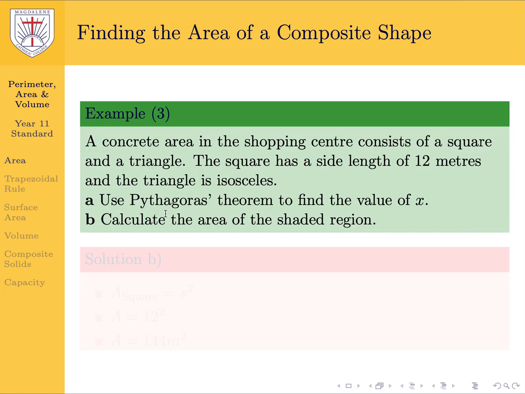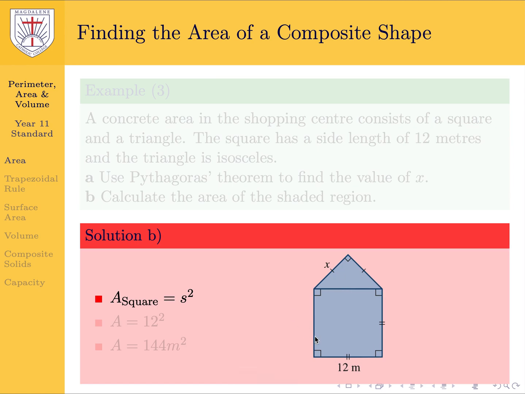Okay, just a reminder of the question. And part B, calculate the area of the shaded region. So looking back to our shape, we need to calculate the area of the triangle and the square. We'll do the square first. So the area of the square is, of course, side squared, or you could do base times height, or length times width, whatever you prefer for your square. And so that's going to be 12 squared. So 12 squared is, of course, 144. And it's metres squared because the distance is in metres.